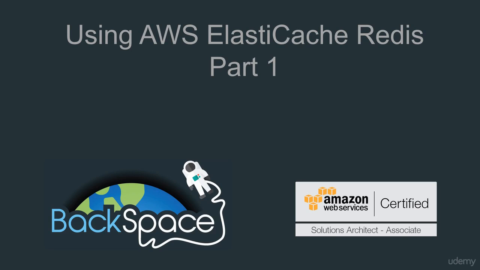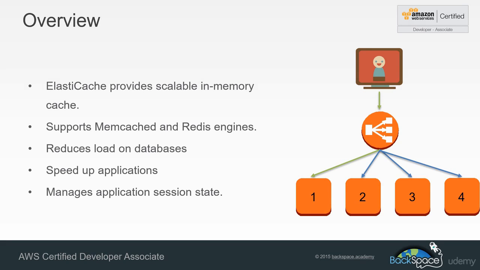Welcome to part 1 of using AWS ElastiCache Redis. In this video we're going to go through the ElastiCache service and look at some of the features of it and where we would actually use it, the common use cases for ElastiCache, and we'll also look at getting some hands-on experience in creating an ElastiCache cluster using the AWS console, and then later on look at connecting to that ElastiCache Redis engine to read and write information to in-memory cache.